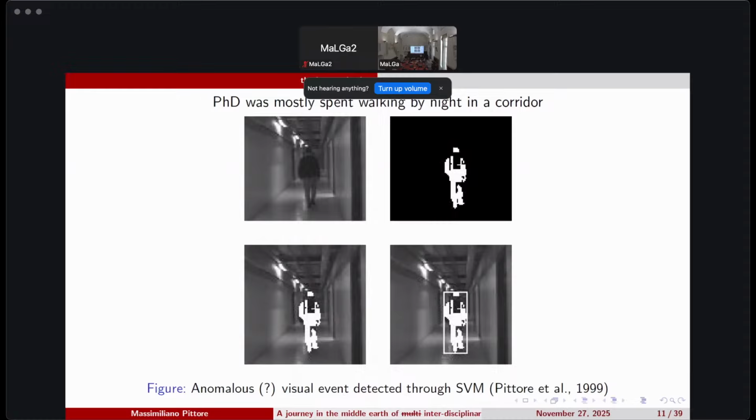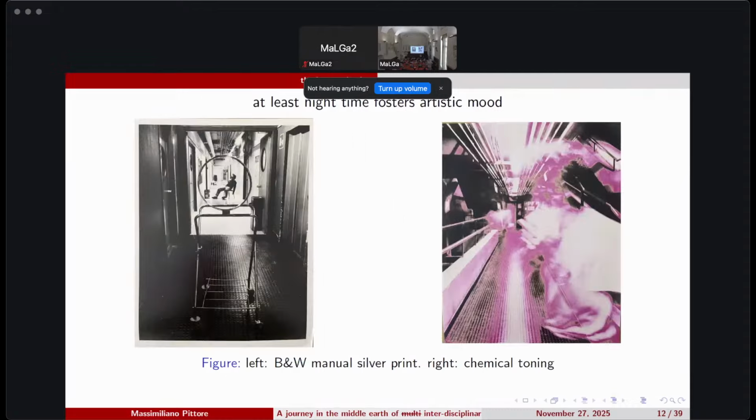So I was spending quite some time, and I have to say the PhD thesis was uninteresting from my perspective, probably also from yours. But working in the corridors by night fostered my artistic side, so I started taking black and white pictures of Firenze, of people. Also getting interested in these types of things.